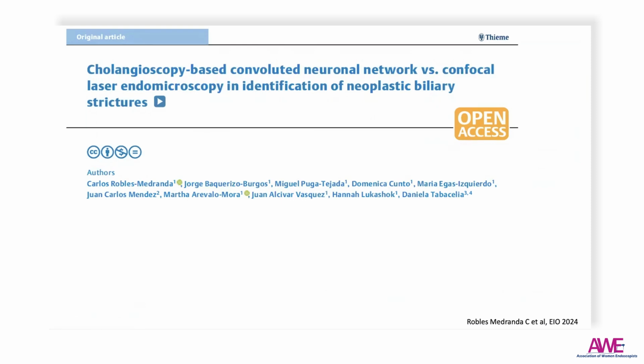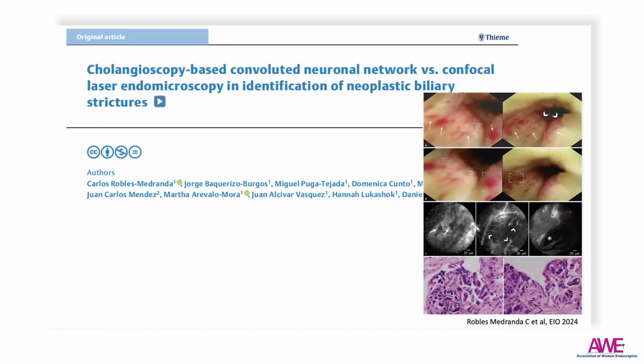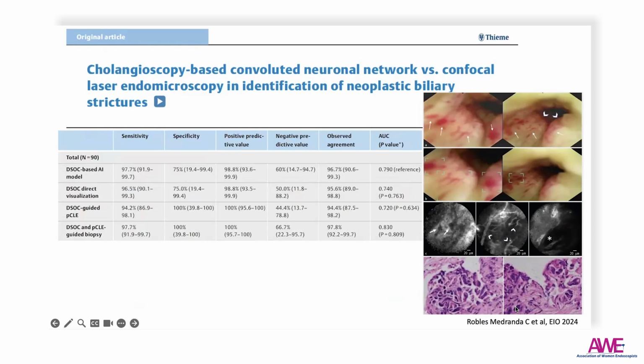And just to compare it to other enhanced imaging modalities, this study looked at cholangioscopy AI versus confocal, which I had previously discussed. And you can see these would be the features on cholangioscopy that would be considered malignant. These are the features on confocal, and then this is the corresponding pathology. This study showed that there were no significant differences in sensitivity and specificity between an AI base model versus direct visualization versus confocal, including confocal guided biopsies, therefore suggesting that there may be a role for AI to act as a substitute, for example, for confocal, which does require time and resources.